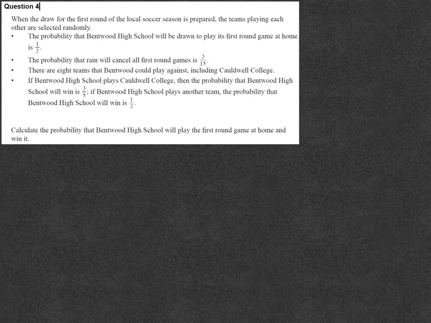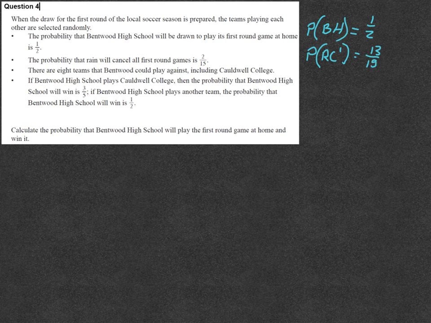Okay, this question, you can draw a bit of a tree diagram for this one. What we do know is, and I'll just write them up the side here, and that might help us work our way through it. So the probability that Brentwood gets a home game in the first round is equal to one half. The probability that rain will cancel their first round games is 2/15ths, but the probability that rain doesn't cancel their first round games is 13/15ths, because we need to know this down the bottom here.